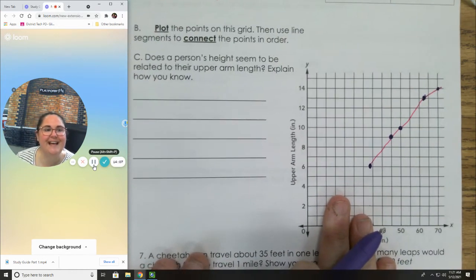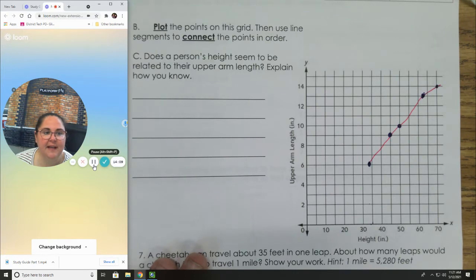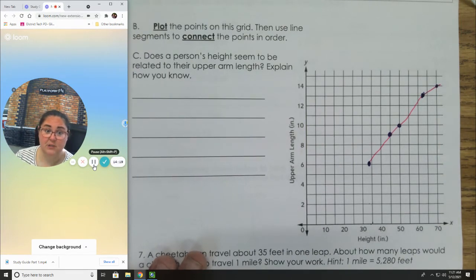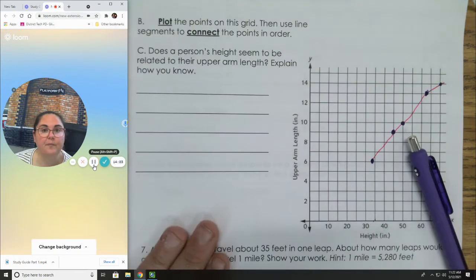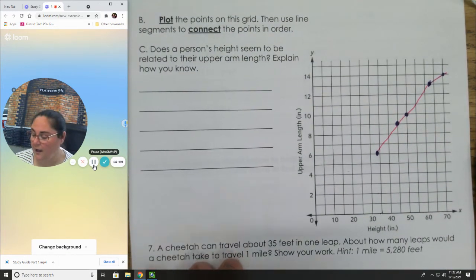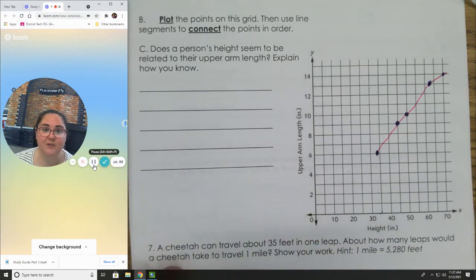Does a person's height seem to be related to their upper arm length? And explain how you know. What do you think? Does how tall a person is relate to how long their upper arm is? Explain how you know. On your test, this will be worth 2 points. 1 point for you saying yes or no, and 1 point for explaining.